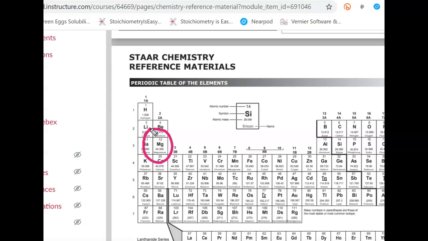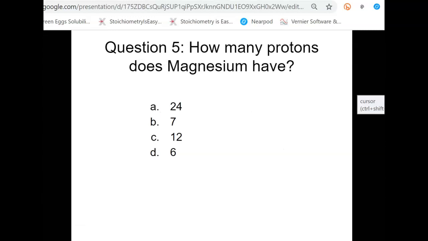We are going to navigate back to our presentation, and let's see if we can answer, how many protons does magnesium have? Hopefully you have picked by now the number 12. Now, that is our correct answer, but let's see what else is on here and see, well, what are we looking for here?